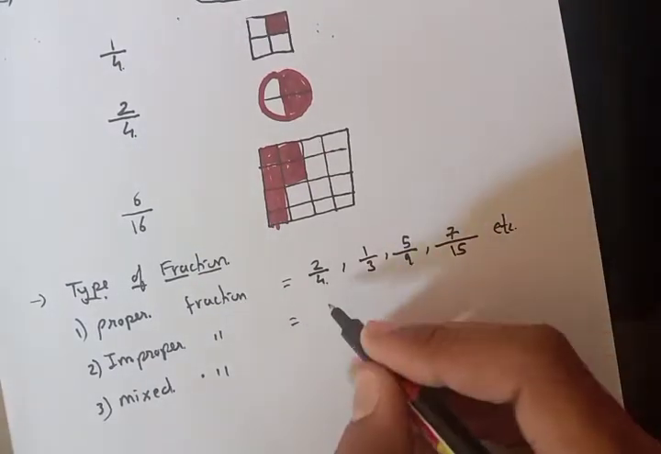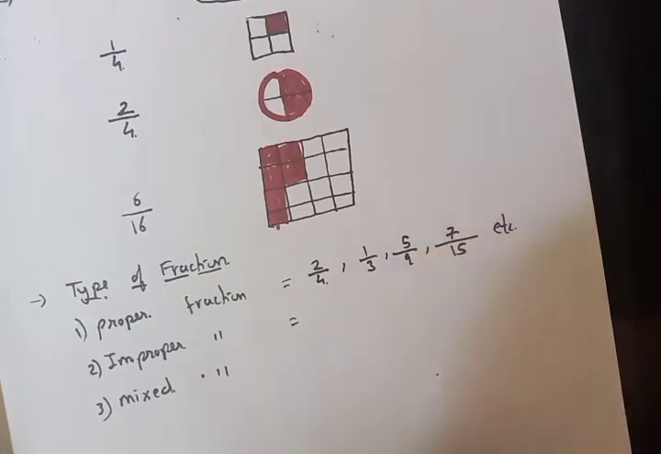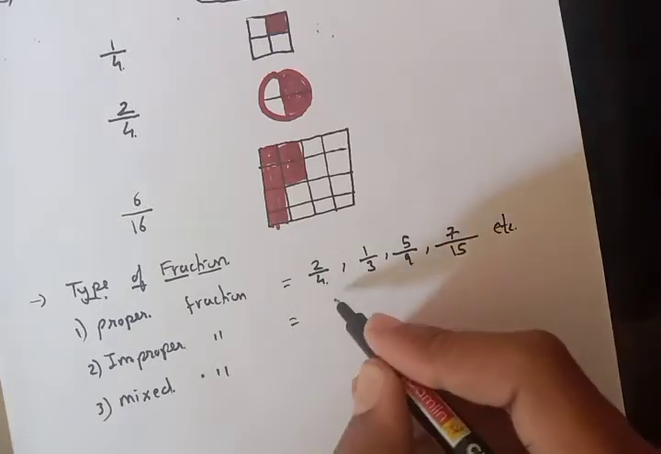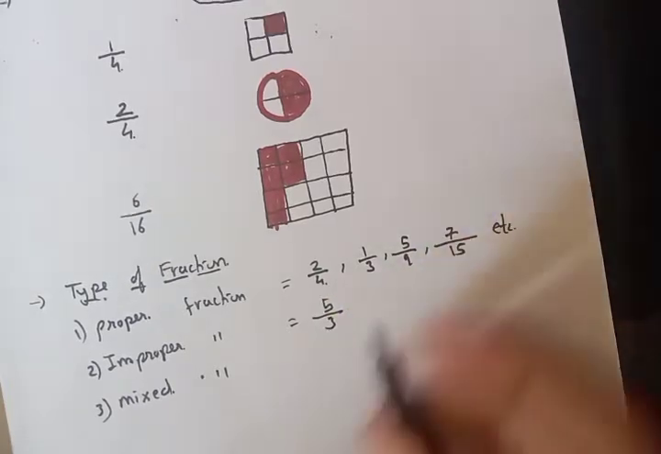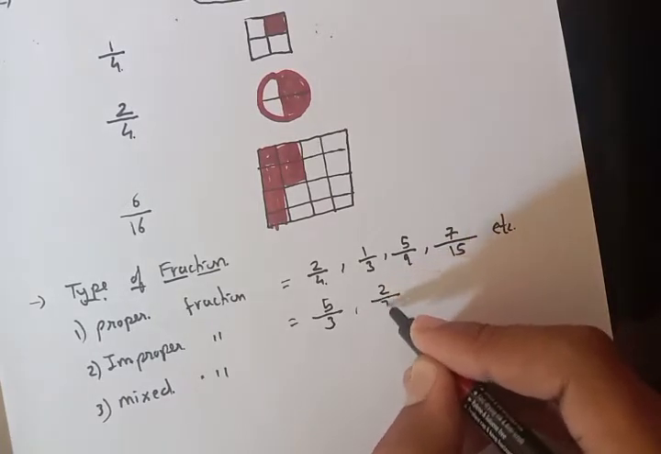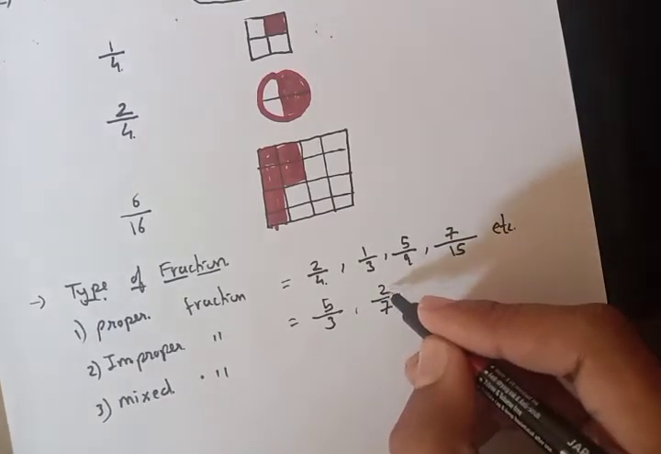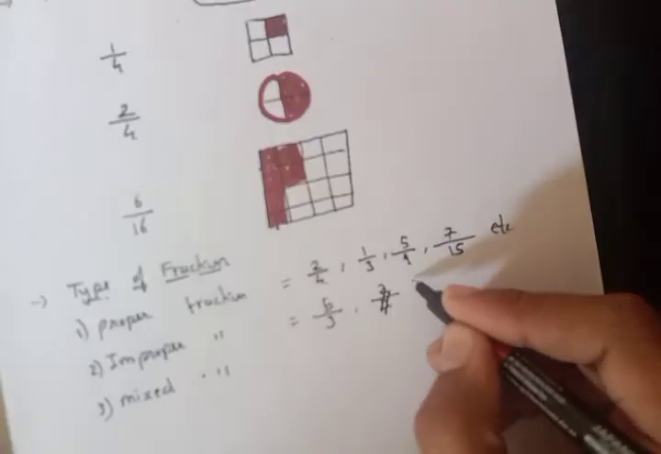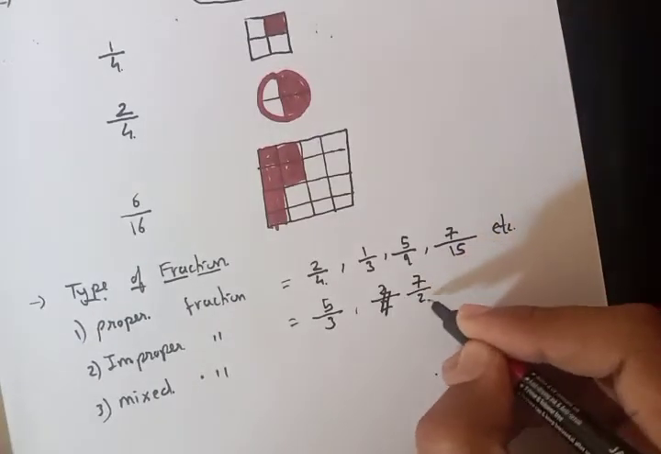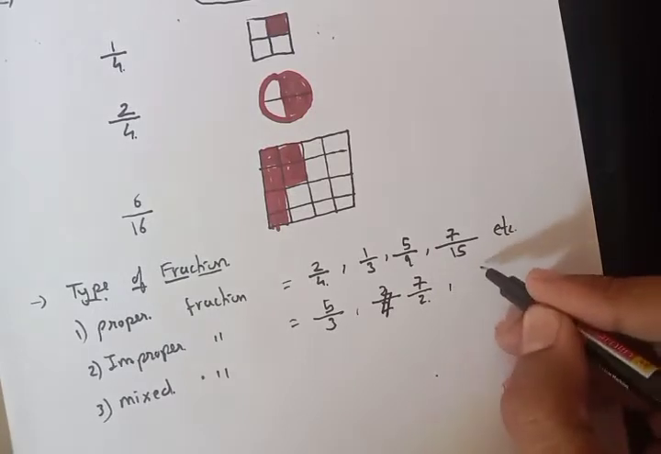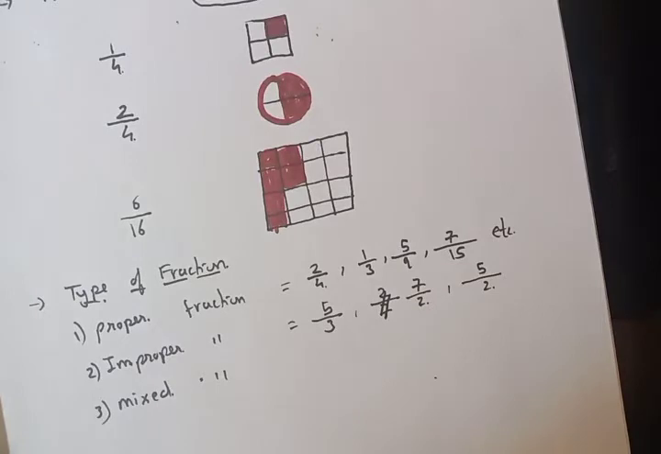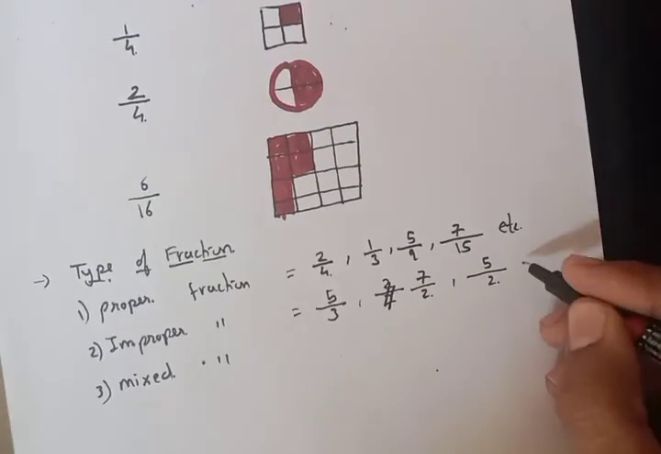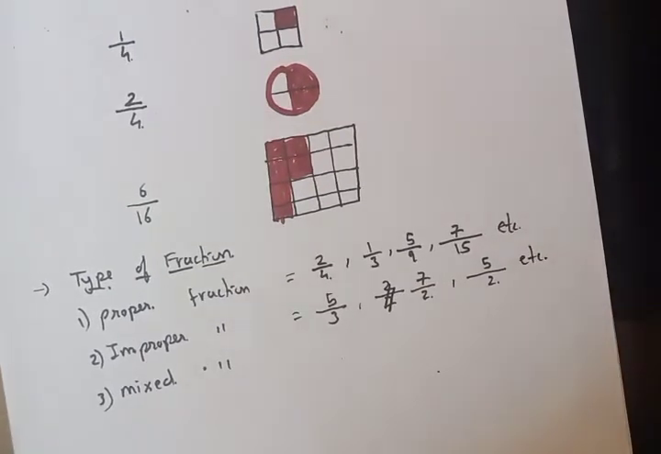In each example, if you see, the numerator is smaller than the denominator. Improper fractions are the opposite of proper fractions, meaning the numerator will be bigger than the denominator. So like 5 upon 3, 7 upon 2, or 5 upon 2, etc. These are the improper fractions.